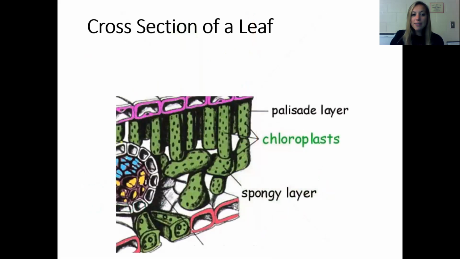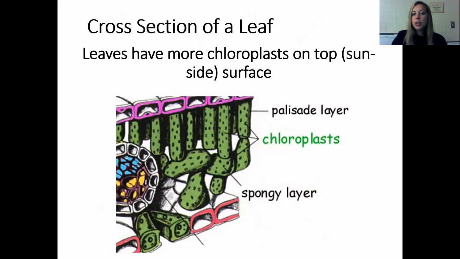All right, so let's talk about what the leaf looks like. So cross-section of a leaf, we have the palisade layer and the spongy layer. The palisade layer is much more organized, and there's chloroplasts on both of these layers. So those little black dots are the chloroplasts. The palisade layer has way more chloroplasts than the spongy layer, and that is going to be because it's going to face up toward the sun. So leaves have more chloroplasts on the top surface because that's the sun side.